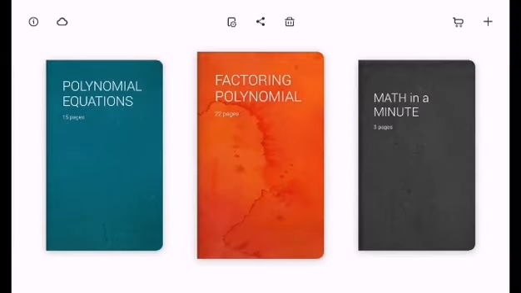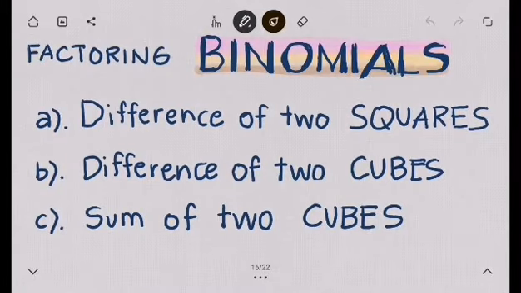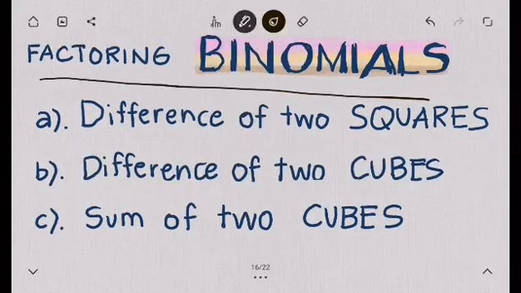Gandang araw mga classmate. Ngayong araw ay pagpapatuloy natin ang lesson natin about factoring polynomial. So this time, ang focus ng ating usapan ay kung paano mag-factor ng binomials. So we have three special cases.